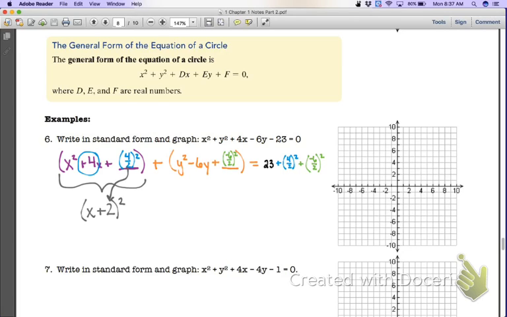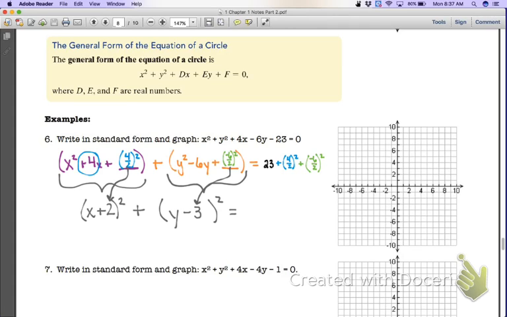Do the same thing with the y value. So instead of it being x, it's going to be y. Now, what is negative 6 divided by 2? Positive or negative? Negative 3, so it's going to be negative 3. All I did was take negative 6 divided by 2, and that's how we got the negative 3, and we made it into a perfect square. The plus sign comes down.